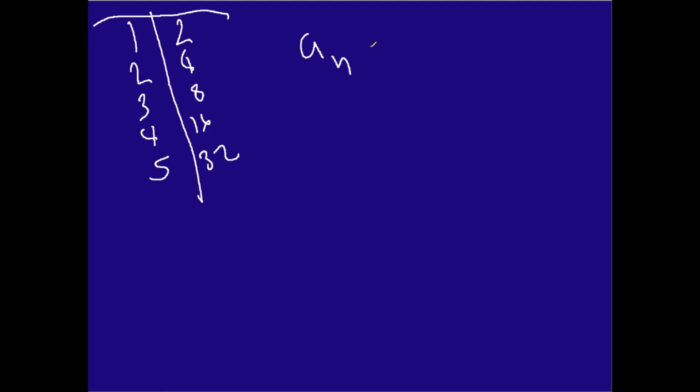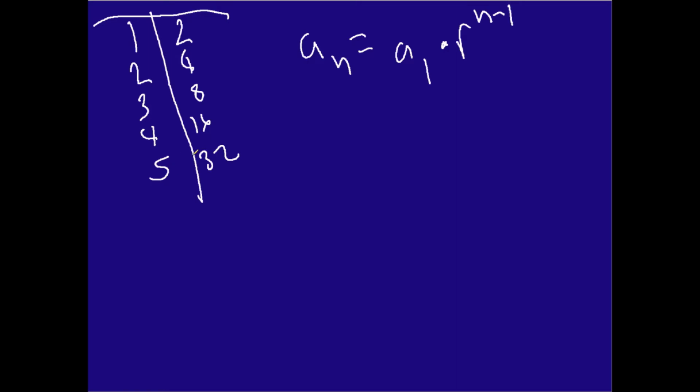A sub n equals A sub 1 times r, so put a nice dot here, r raised to the n minus 1 power.